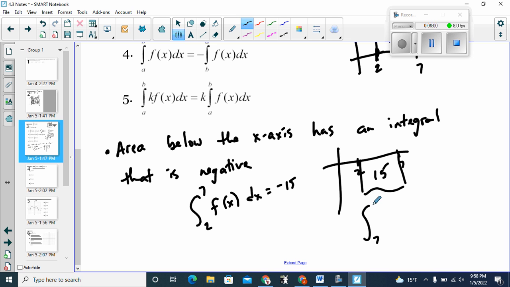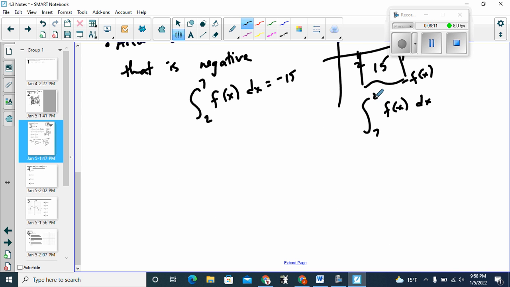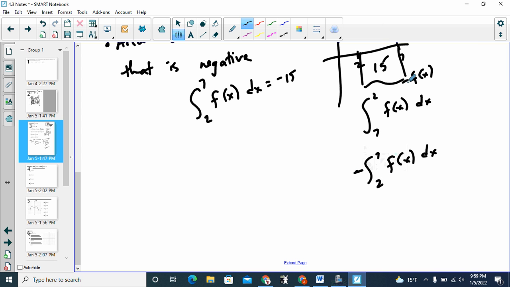So it wants the integral from 7 to 2 of f of x dx. And we're looking at this f of x right here. Well, the bigger bound is on the bottom here. I want to switch that. I'm allowed to do that as long as I multiply by -1. The integral from 2 to 7 of f of x dx, we just said was negative 15.